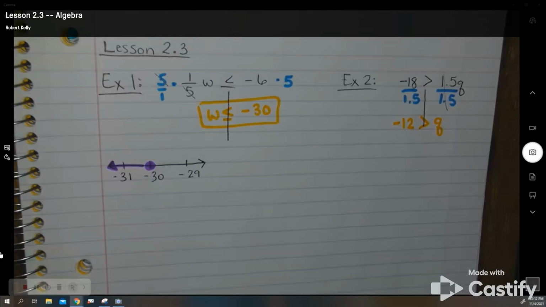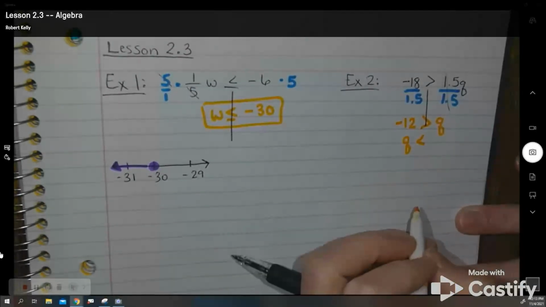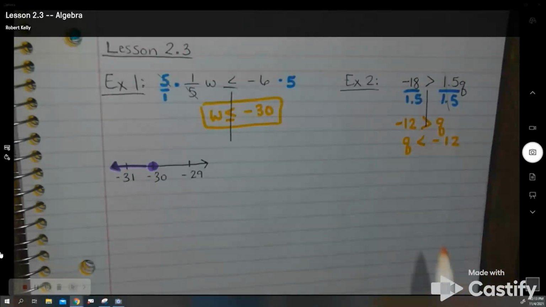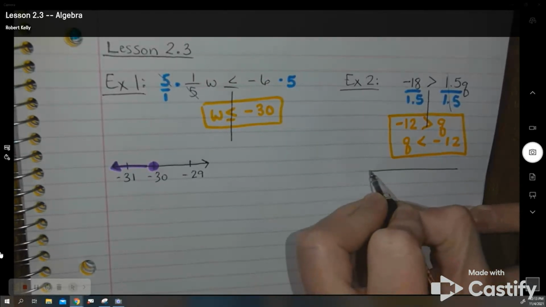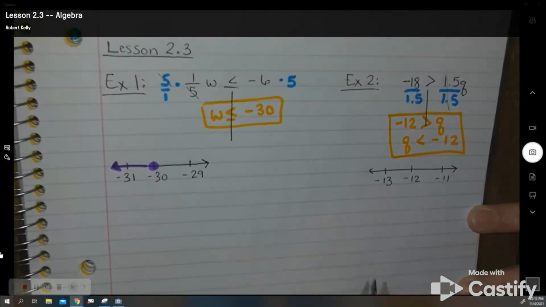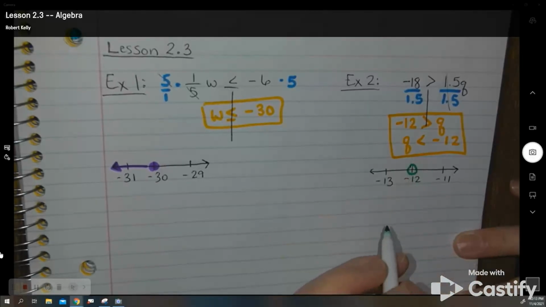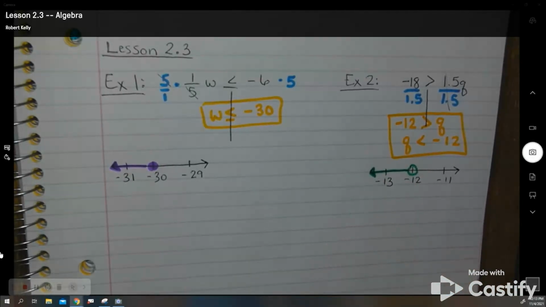Now, just like we talked about before, if I'm trying to graph this, it is often easier to have the variable be on the left side. So I'm going to flip this so that the q is here. Notice the little side is pointing at the q because the q is smaller than -12. Both of these solutions are true. It's just for graphing purposes easier if that variable is on the left. So I'm going to have -12, -11, and -13. So for this, it's an open circle at -12 because there's no line, and it is everything less than -12.